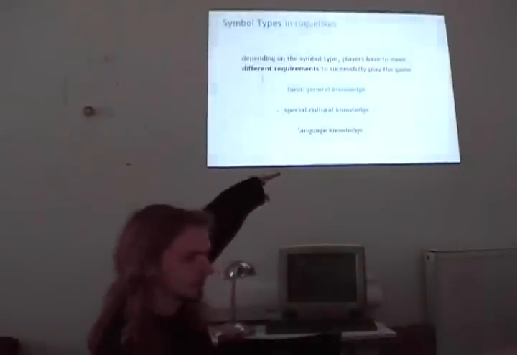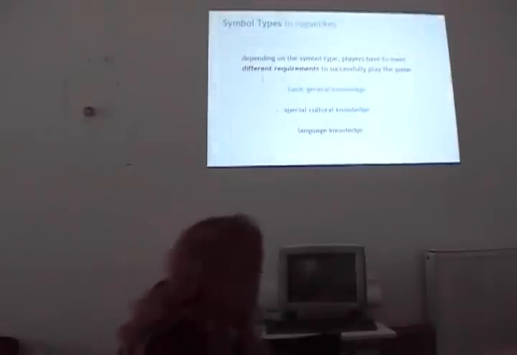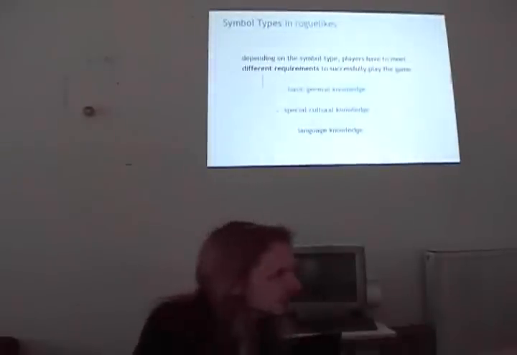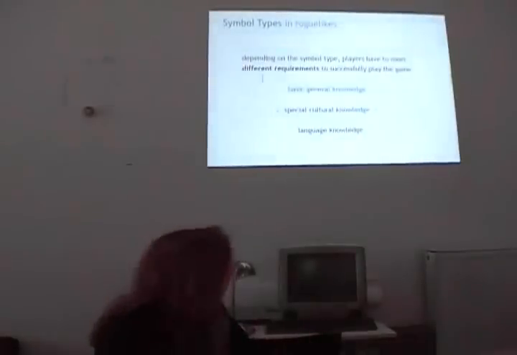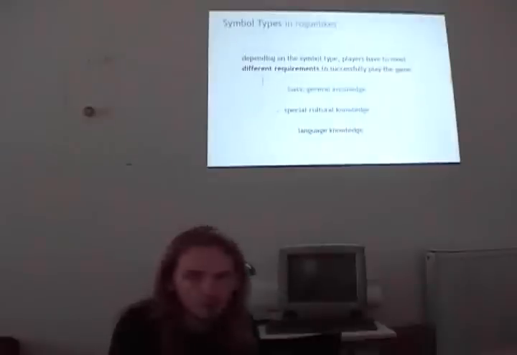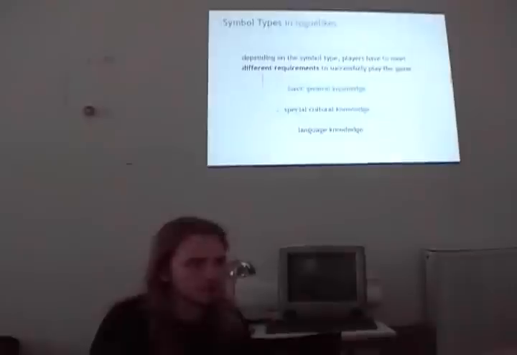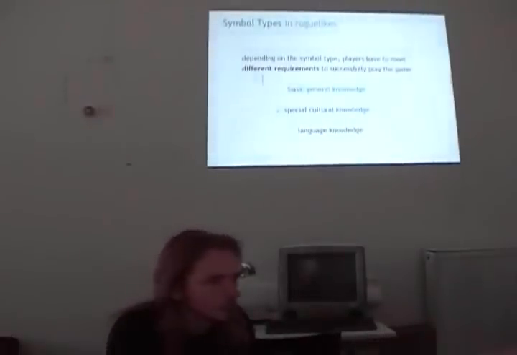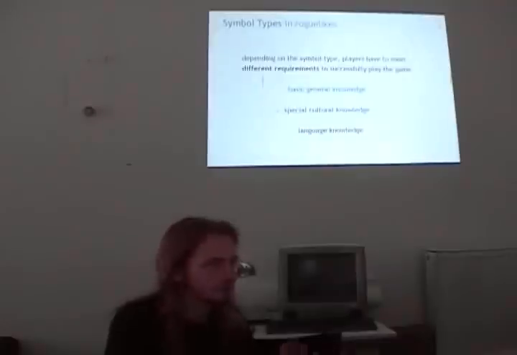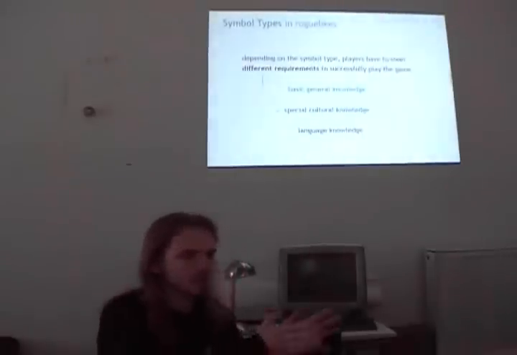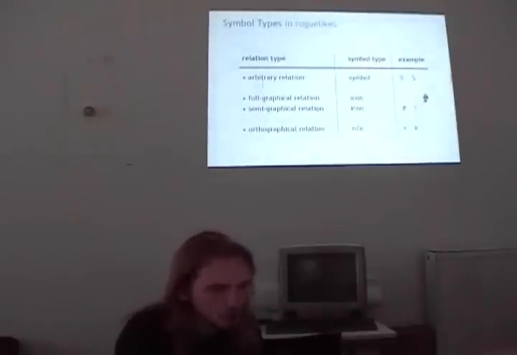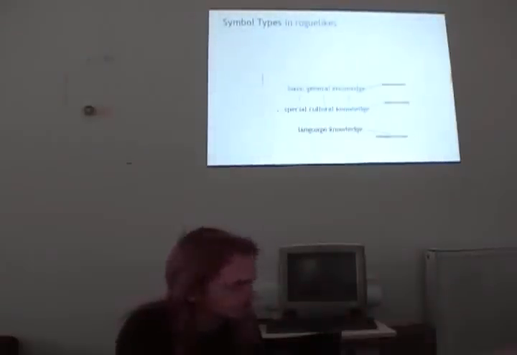There should be a large arrow which goes from the top to the bottom, but obviously it's not visible at the wall. It's not so problematic, and the point is the knowledge you have to know to understand a roguelike has at least three steps. You have some basic general knowledge about certain things in the world. This knowledge is also used for understanding everyday life. You have some special cultural knowledge, which not everybody shares, but at least some people of your own culture. And you have some, well, language knowledge. And all these kinds of knowledge have to be used to understand a roguelike, which is mixed up of these different types of symbols or relations I showed here.